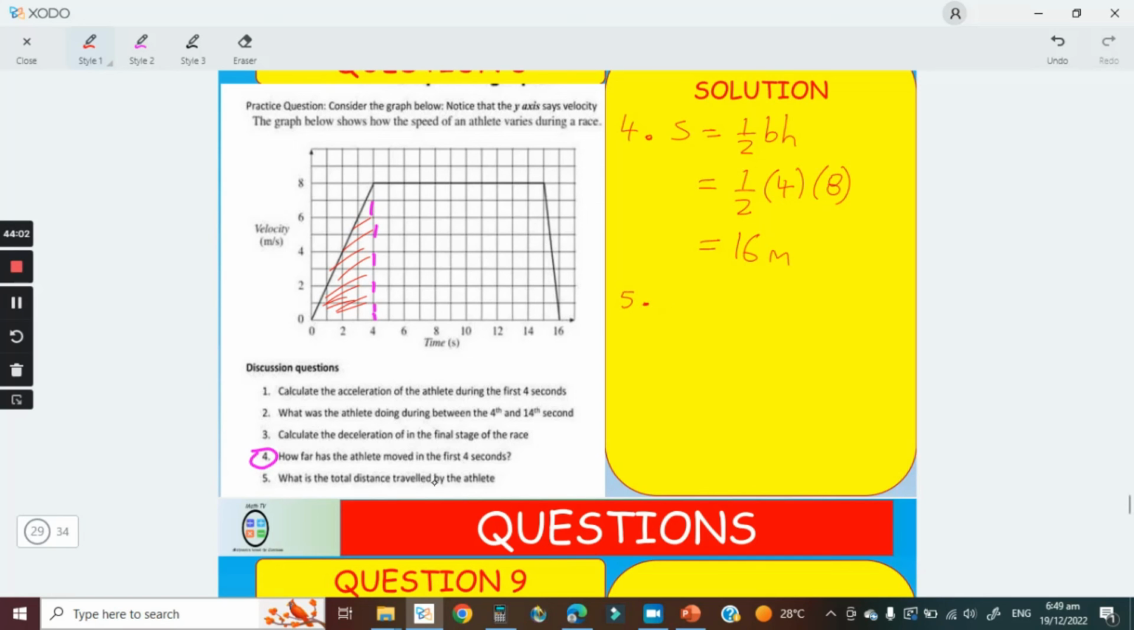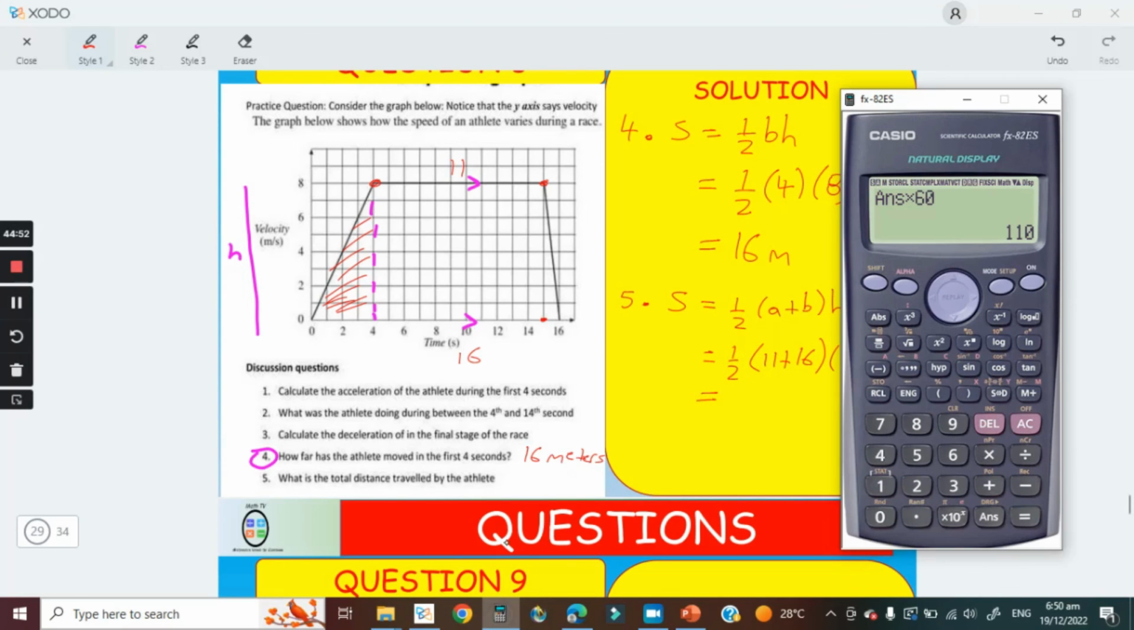Number 5 now. What is the total distance traveled by the athlete? The total distance is the complete area under the graph. We're going to realize that this is a trapezium. The area of a trapezium is half times a plus b times h, where a and b are the parallel sides and h is the perpendicular height. In that case, a is this distance from 4 to 15, which is 11. At the bottom is 16 and the height is 8. So this is half of 11 plus 16, times the height of 8.